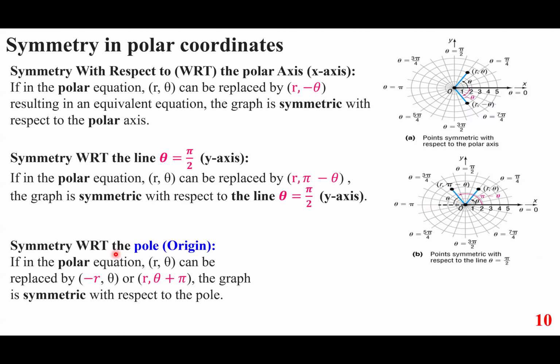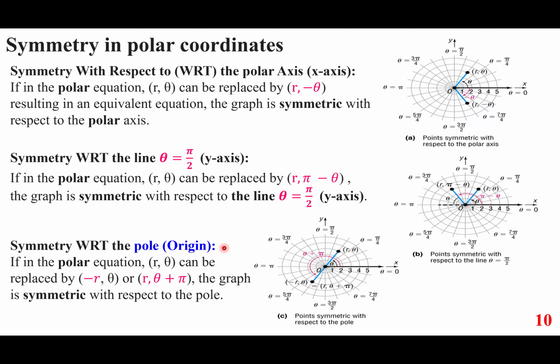And symmetric with respect to the pole or the origin. If in the polar equation r comma theta can be replaced by negative r comma theta or r comma theta plus pi, you have to check both of them, the graph is symmetric with respect to the pole or the origin. So r comma theta, if you add pi to it, okay, or you make it minus r.